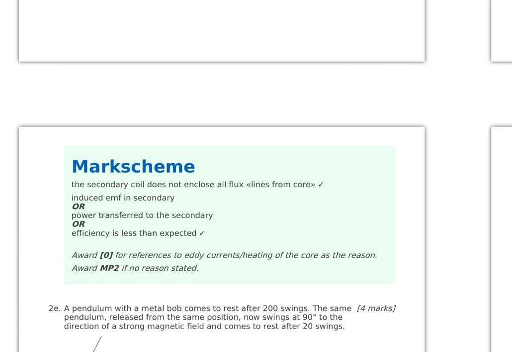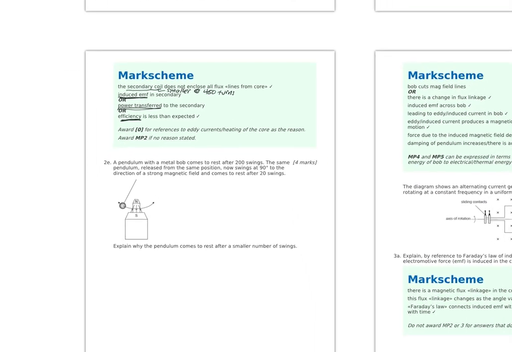With an ideal transformer, you're assuming that all the flux is captured. If all the flux is not captured, then you're going to get less induced EMF. You can say that, or you can say you get less power, or that the efficiency is less. All of those things are less. For this reason, the secondary coil does not enclose all of the flux lines from the core. I don't really know how else to say that.